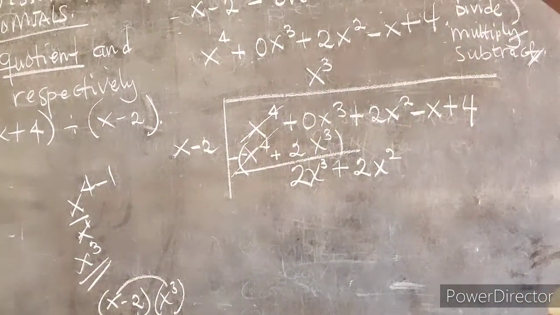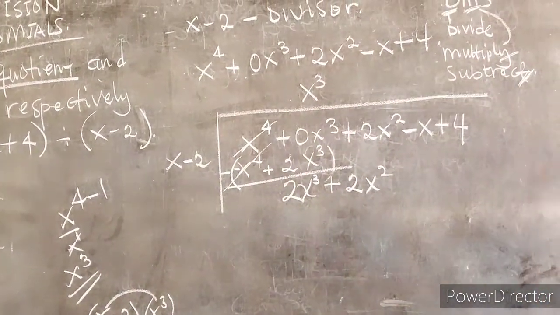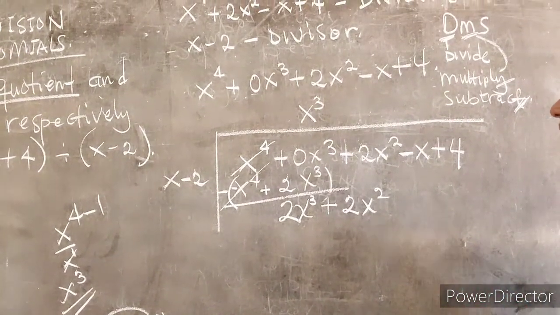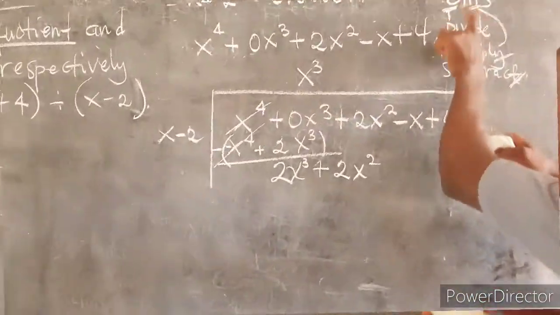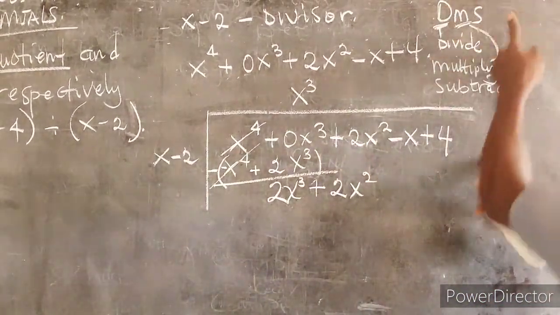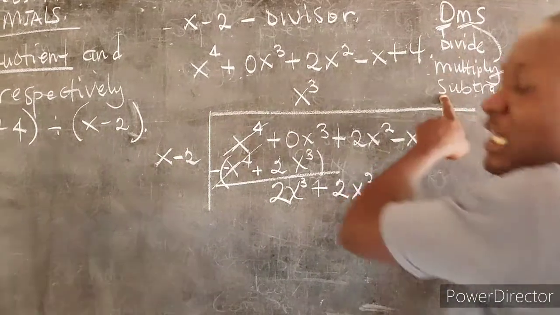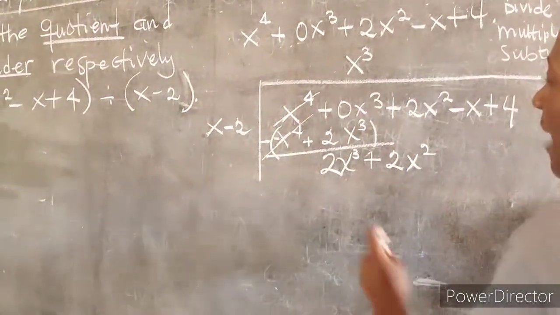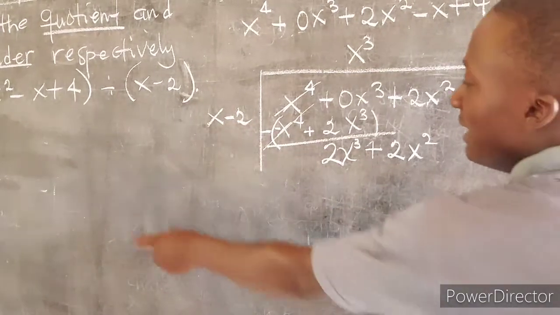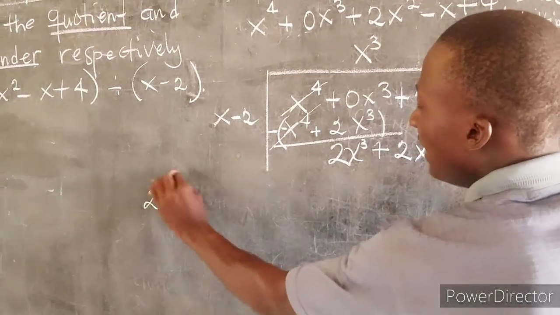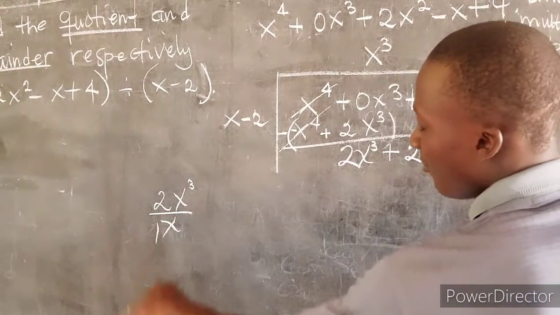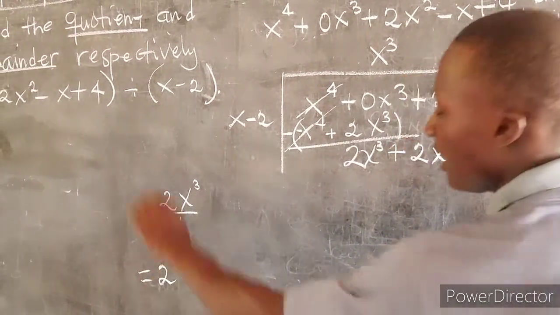You are going to carry on DMS until you can complete the problem. So for each one you reach, you carry on DMS, meaning you divide, you multiply, you subtract. So now I'm going to take this term and divide by the divisor. That means I'm going to say 2s cubed divided by s. This one has an exponent of 1, so this will come out as 2.